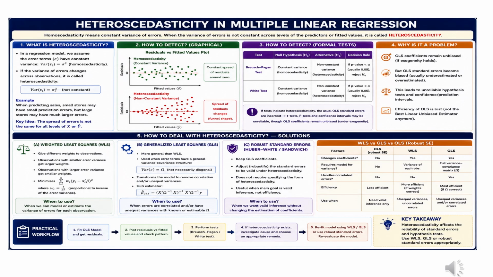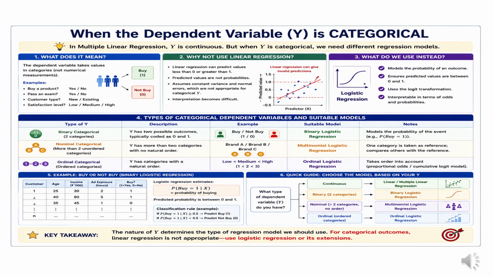So our practical workflow is: fit the model, examine residuals, test for heteroscedasticity, identify the cause, choose WLS, GLS, robust standard errors, or another appropriate remedy. The key message is heteroscedasticity does not automatically make OLS coefficients useless, but it can make the usual standard errors and statistical inference unreliable. So far, we have been discussing multiple linear regression, where our dependent variable y is continuous.